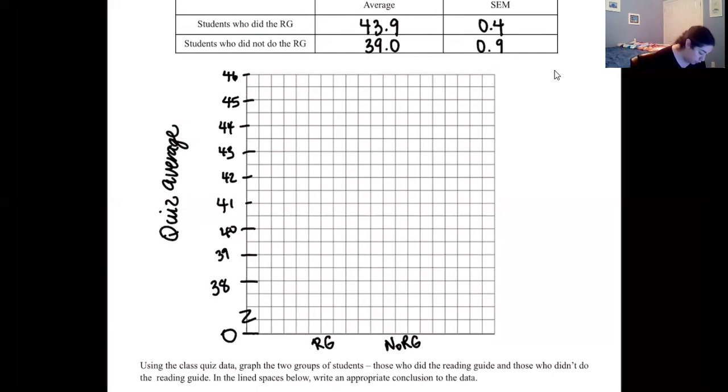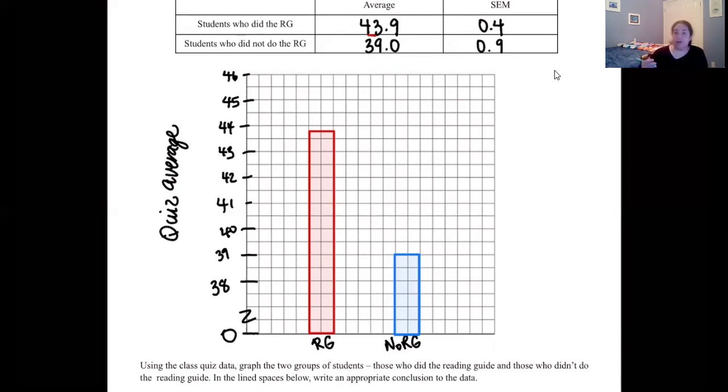So I'm going to come over here to the students who did the reading guide. I'm going to go up to 43.9. So let's see, this is 43 and a half. So really close to the 44, I'm gonna draw my bar graph for those students at 43.9. And now I'm gonna do the students who didn't do the reading guide and they're at 39. So let's go ahead and draw those folks. There we go. Now, we're gonna add the SEM bars.